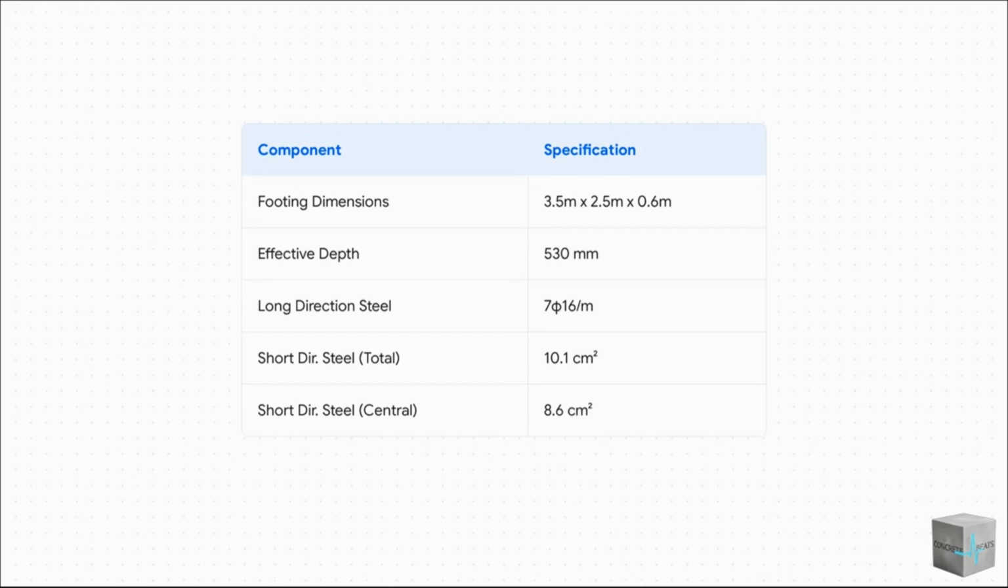This table puts it all together. Our final design summary. The 3.5 by 2.5 meter footing with a 600 millimeter thickness is safe for shear. The long direction needs 7 16 millimeter bars per meter. And for the short direction, out of the total 10.1 square centimeters of steel we need, 8.6 of that has to be placed in that central 2.5 meter band.